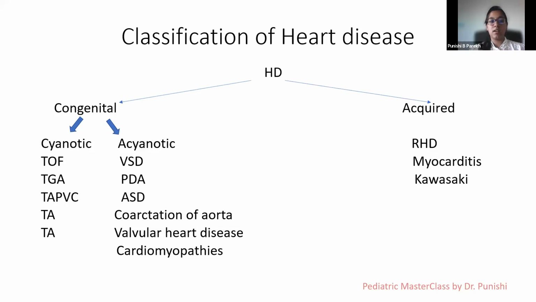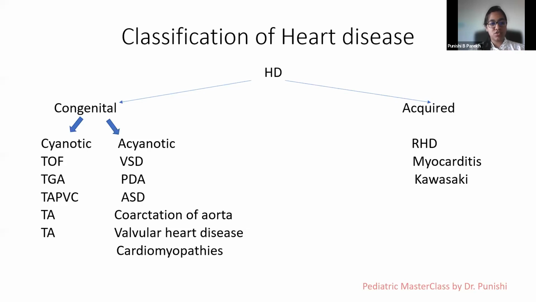Whereas let's look at the congenital heart disease. The congenital heart disease can again be broadly classified into cyanotic and acyanotic. Now the question is, how do you remember these? Because it's so confusing. An easy way to remember examples of the cyanotic congenital heart disease is the T series. So you have 5 T's. The 5 T's refer to TOF, TGA, TAPVC, TA, and TA. So TOF refers to tetralogy of Fallot. Remember, although the spelling is Fallot, it's called tetralogy of Fallot.